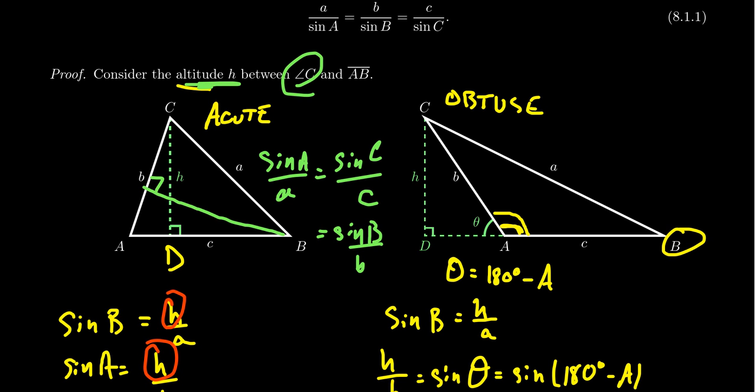The law of sines is extremely useful when you're trying to prove the AAS case, angle angle side. It's also useful for proving angle side angle. If we know two angles of a triangle and we know any side, whether that side is interior or exterior to the two angles, we can then solve for the whole triangle. We'll do that in the following videos.